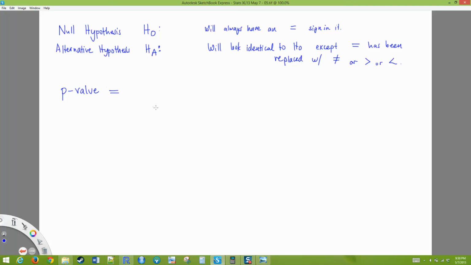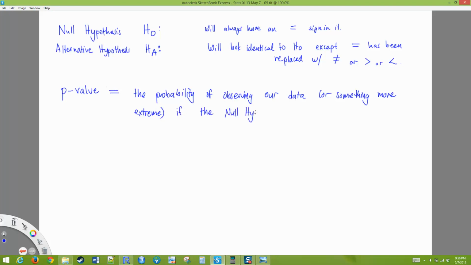So anyway, the p-value is the answer to the question, what's the probability? The p-value is the probability of observing our data, or something more extreme, if the null hypothesis were true. So we are assuming that the null hypothesis is true, and we're calculating the probability of observing our data. In our previous example, if we assume that the player is playing fairly, which is what the null hypothesis states, what's the probability of observing our data?